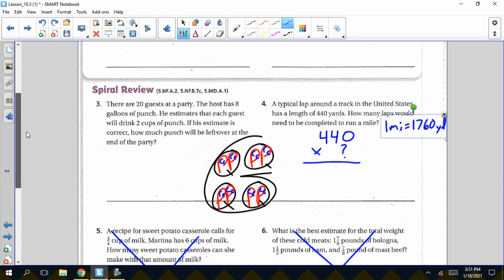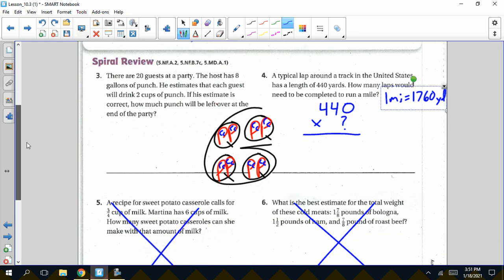Some helpful hints here on number 3. There are 20 guests at a party. The host has 8 gallons of punch. He estimates that each guest will drink 2 cups. If his estimate is correct, how much punch will be left over at the end of the party? So you have to do two things. First, you need to figure out 8 gallons equals how many cups.